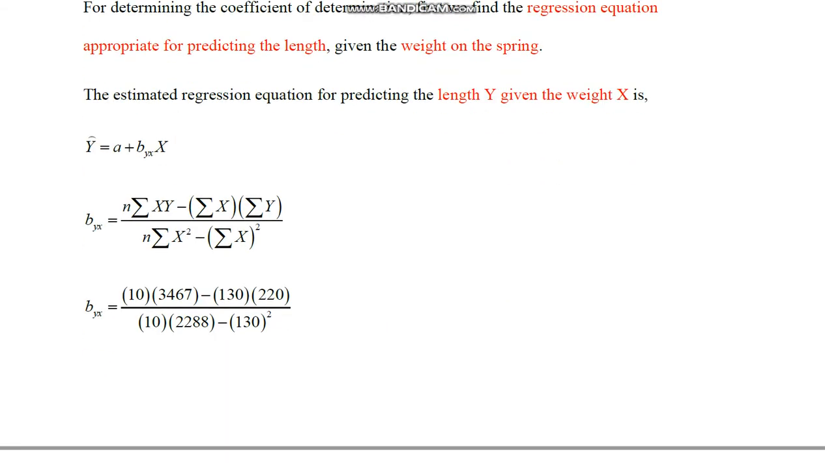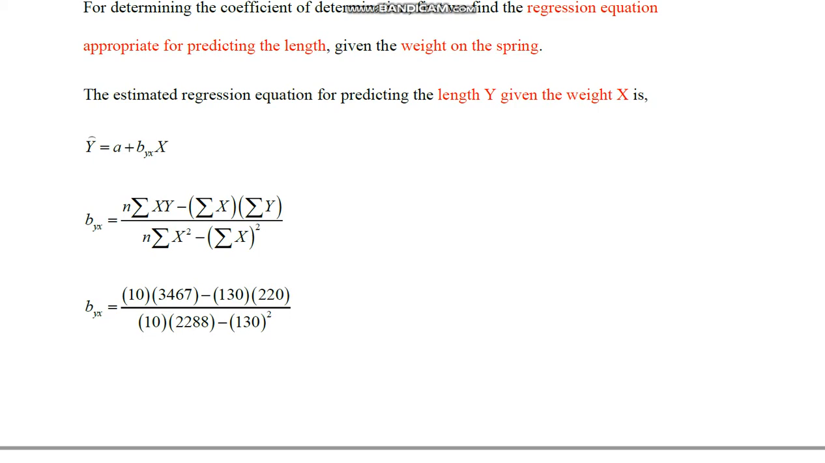So our estimated equation is y cap is equal to a plus bx. A is the intercept and b is the slope of the straight line, and x represents the independent variable. We have the formula for slope: b is equal to n summation xy minus summation x summation y, over n summation x square minus (summation x) whole square.